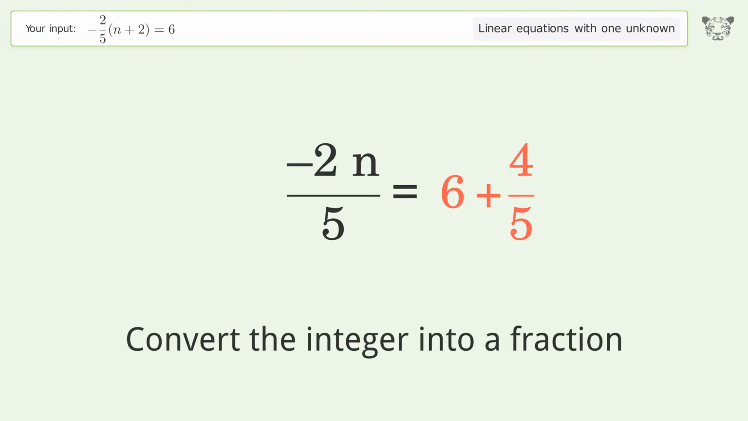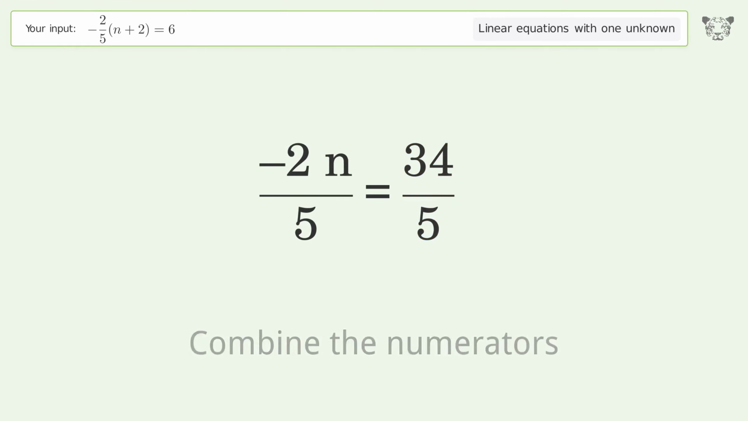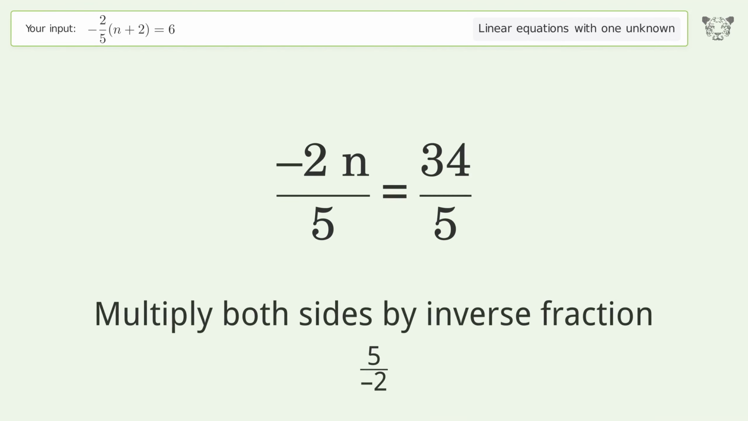Convert the integer into a fraction. Combine the fractions. Combine the numerators. Isolate the n. Multiply both sides by inverse fraction 5/2.